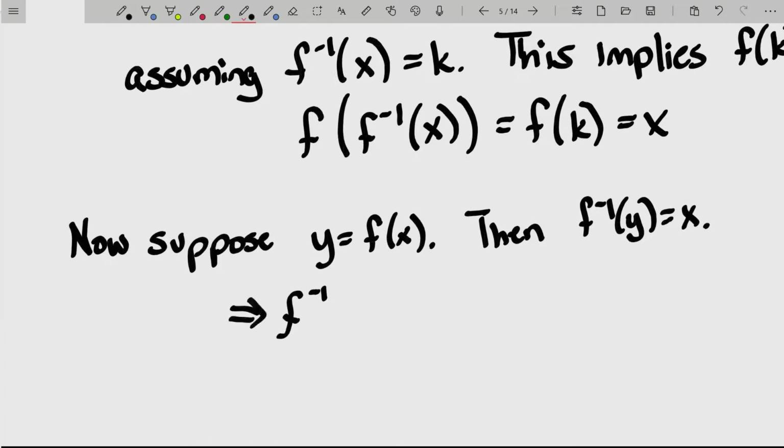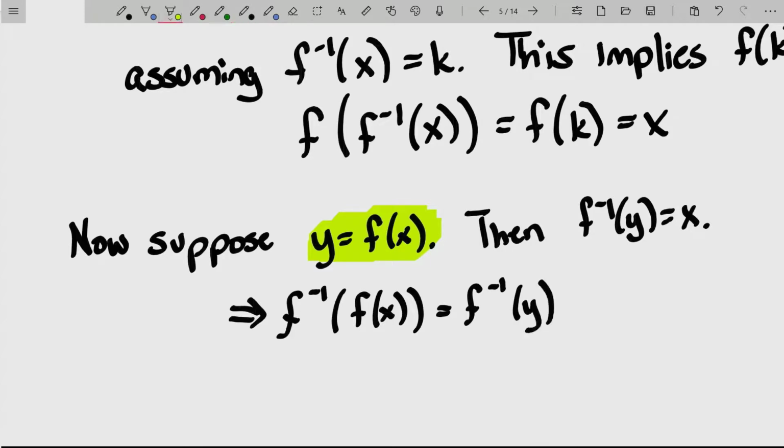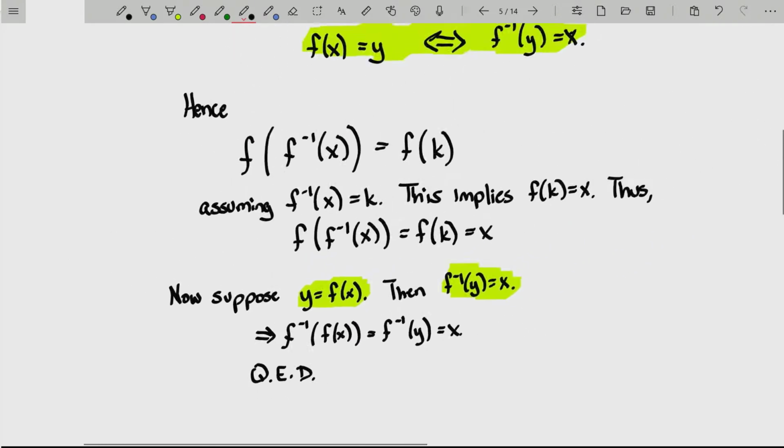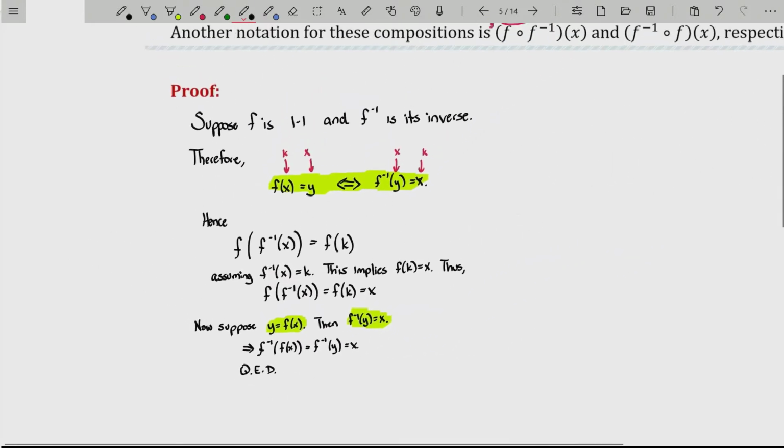And this implies that f inverse of f of x is equal to, well, we've just said we're assuming y is equal to f of x. That's the letter we're going to use for that variable. So this is just the same thing as f inverse of y, but by definition, f inverse of y is just the same thing as x. So we've now just shown that f inverse of f of x is equal to x. And the proof is done. QED, or quod erat demonstratum. So it has been demonstrated.